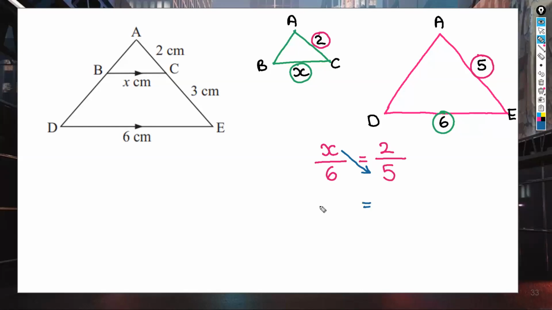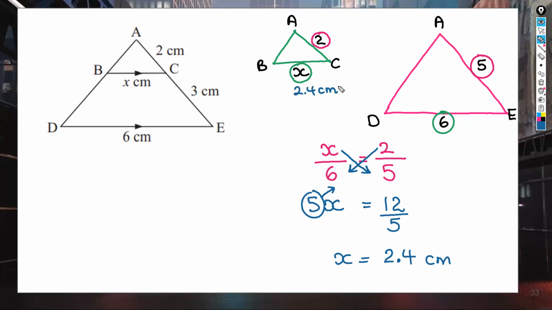X multiplied by 5 is 5x. 2 times 6 is 12. 5 is a secret multiply. Throw it across, you get a divide. And how much do you think we'll get here? I think we'll get 12 divided by 5, 2.4 centimeters. So X is 2.4 centimeters. For those who got 1.7, I'm not too sure what you did wrong, but let me know that you saw your mistake. All right.